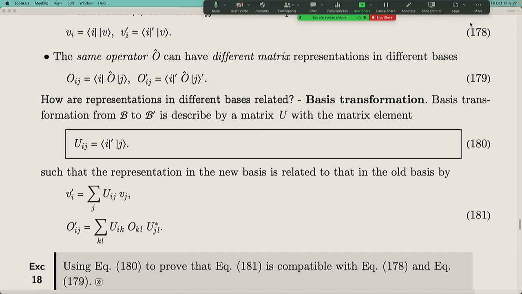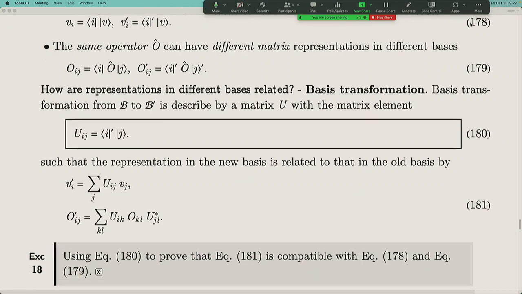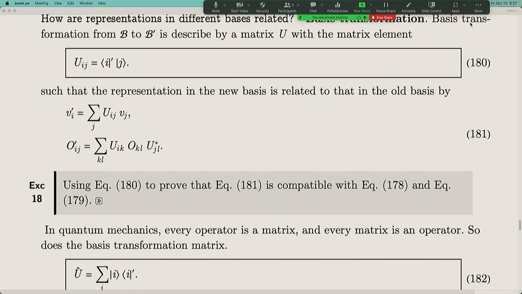So you can resolve the identity as a summation over the basis vectors of the other basis, and then sum over these projection operators. So now this part becomes U_ij, and this part becomes V_j, basically, okay? That's just a two-line derivation to show that. You can also try the same derivation for the operator, the matrix version. I'm not going to do that. If you don't know how, take a look at exercise 18, okay?